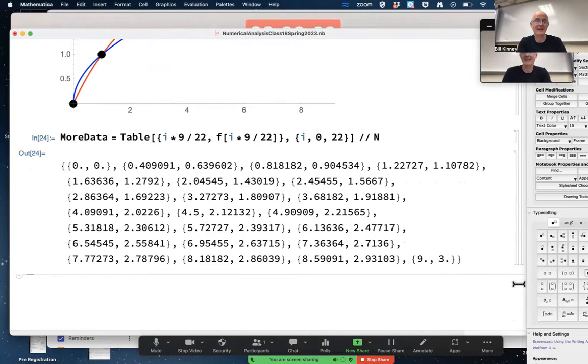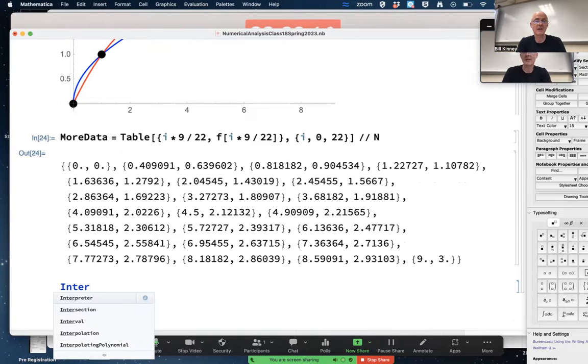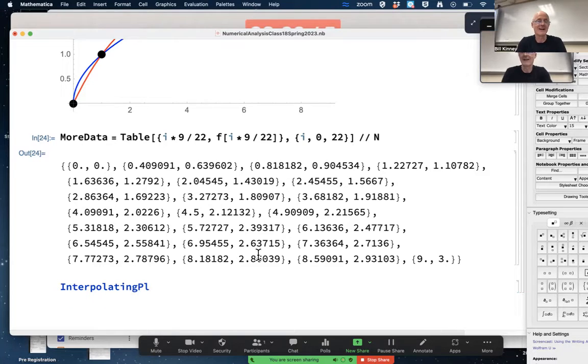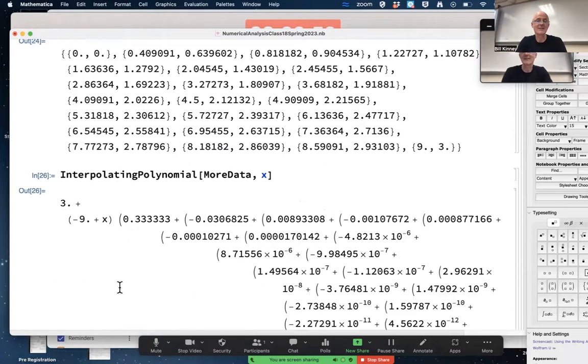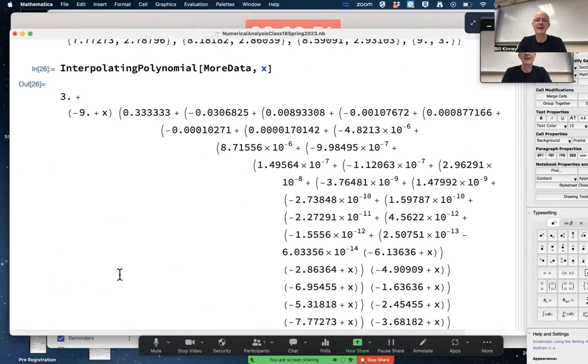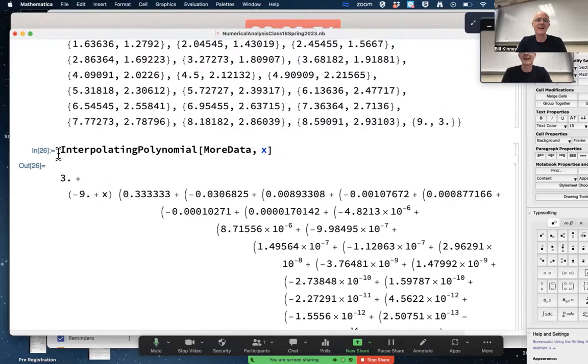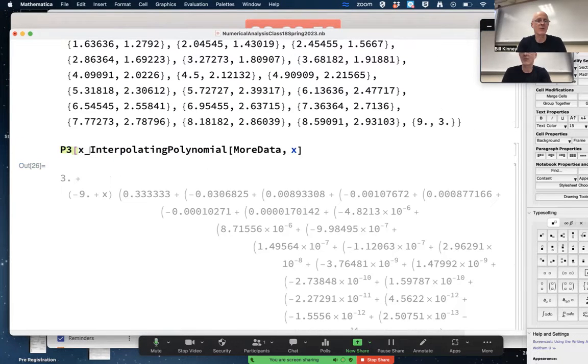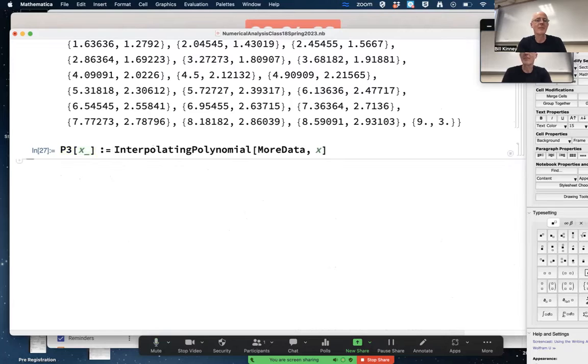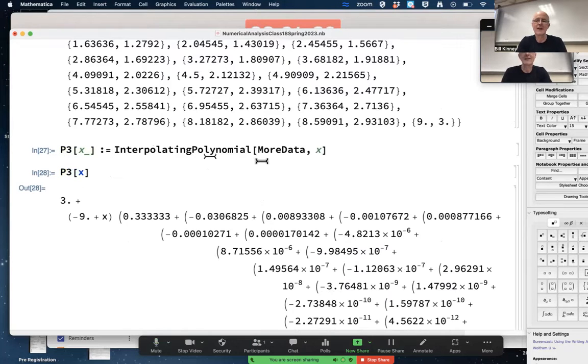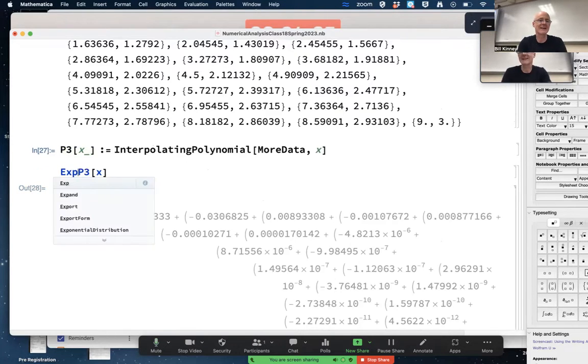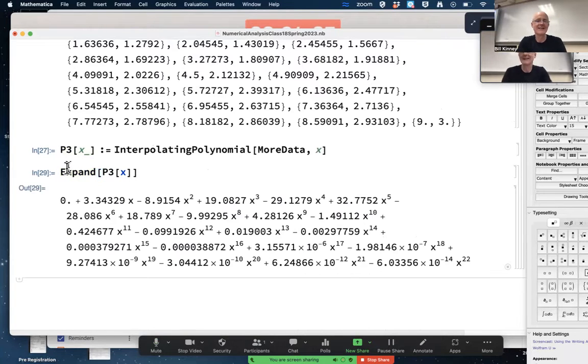And oh boy, you ready for this one? Interpolating polynomial. I am so excited to see what this does here. More data, x. Woo! Can I call that P3 of x? Will this work? I'm not sure. I guess so. Hey, let's expand it. There it is, 22nd degree polynomial.